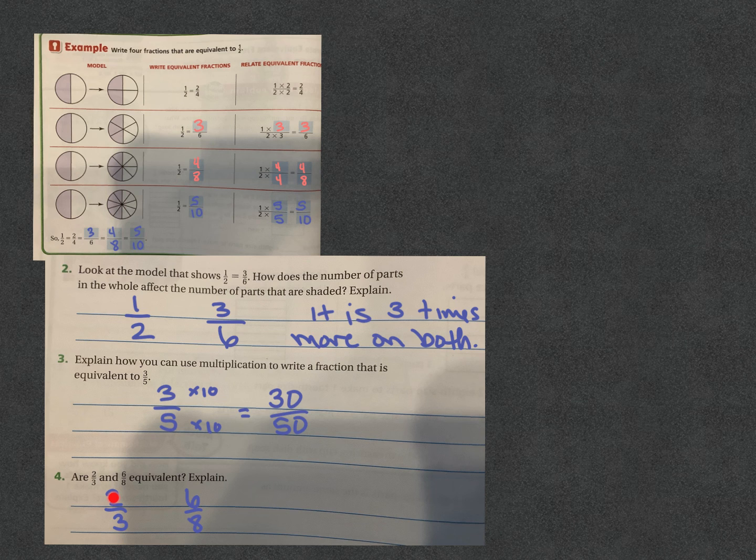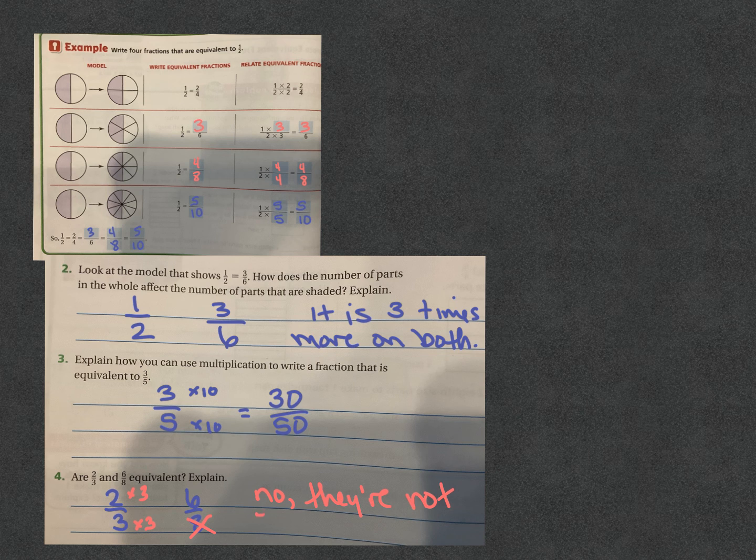So I'm going to jump up to this one instead. 2 times what gives me 6? Oh, 2 times 3 gives me 6. So what I'm doing here is tripling this, or multiplying by 3. So in order for this to be equivalent, I would have to be able to multiply my denominator times 3 as well and get 9, but I didn't. I got 8. No, no, no.